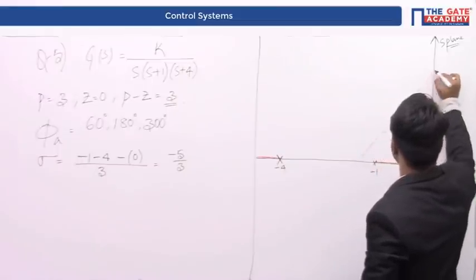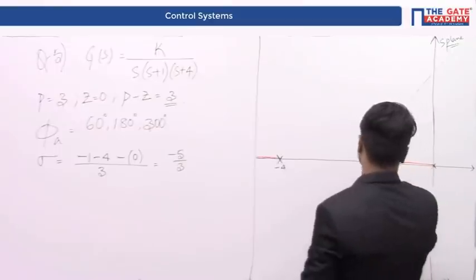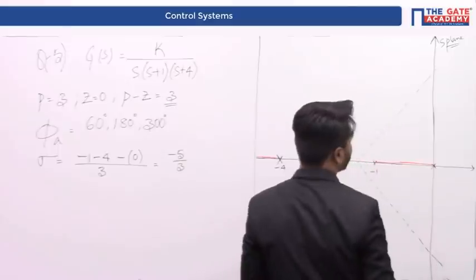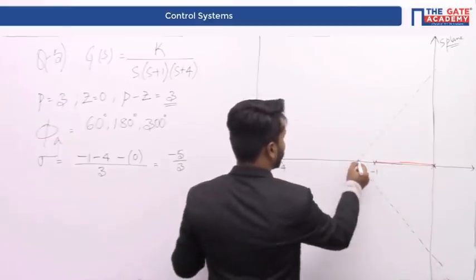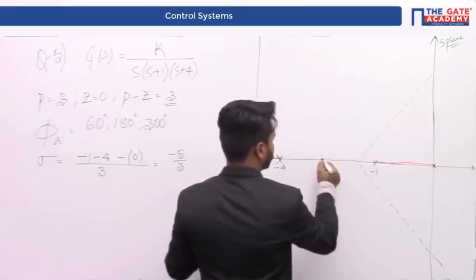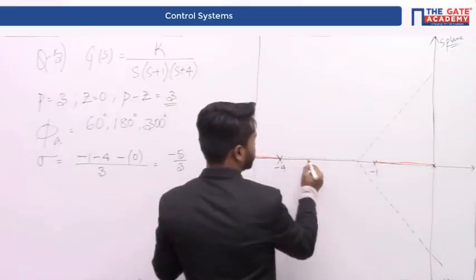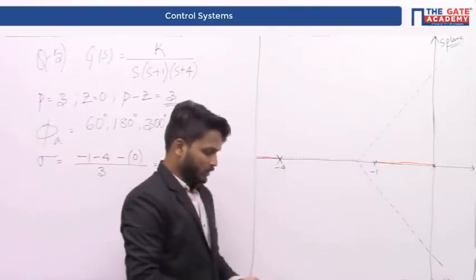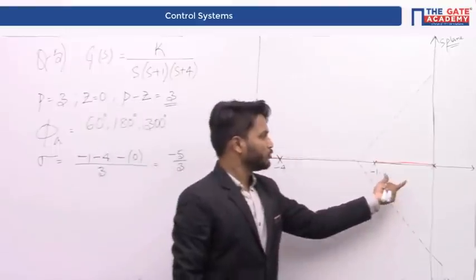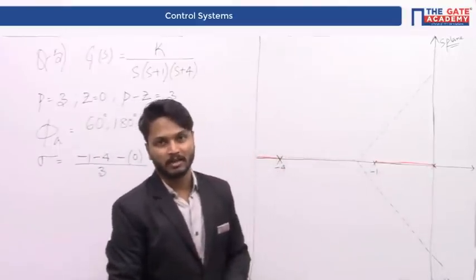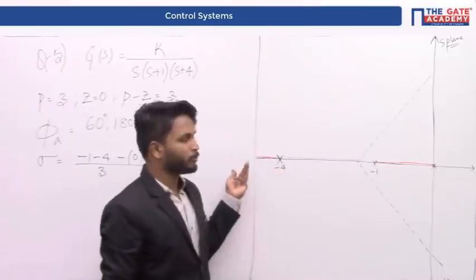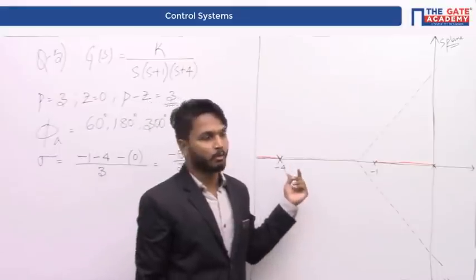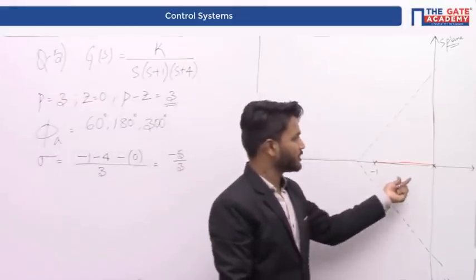The angles of asymptotes are going to be 60 and 180 degrees. So these are the configurations of the 3 asymptotes. Therefore, in between these two poles, there must be a breakaway point. And after this pole, there are no other zeros or poles, therefore there is no breakaway or break-in point.